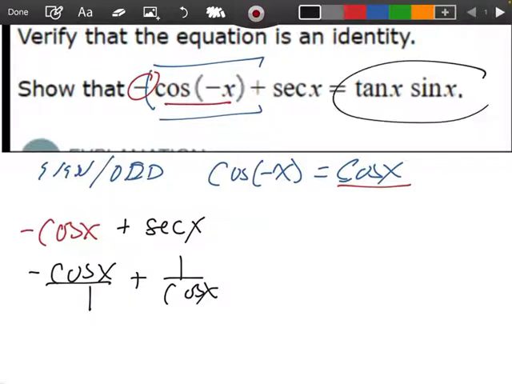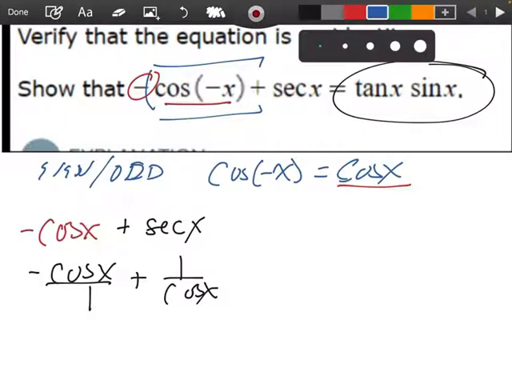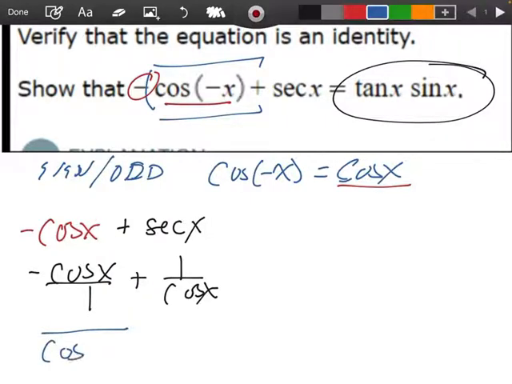And remember what I'm trying to get to. I'm trying to get to something that looks a little bit like this, right? In order for me to get these two together, I need a common denominator. My common denominator is going to be cosine x, so I'm going to put cosine x here. And this one was already a cosine x. I already had a 1 here. So I had to multiply this by cosine x, and I had to multiply that by cosine x. So that's going to give me a negative cosine squared x.